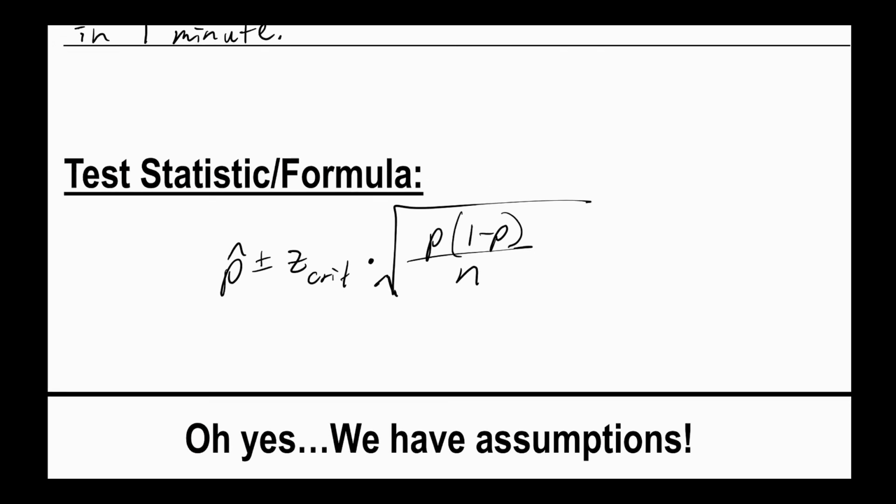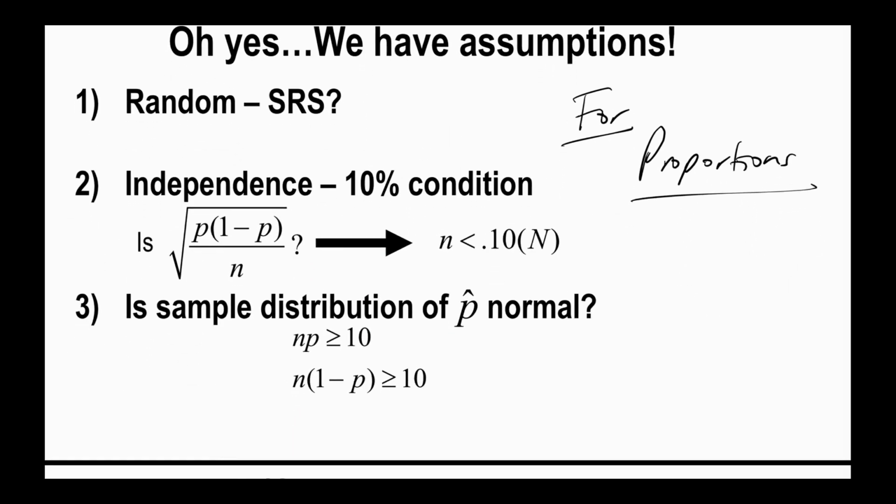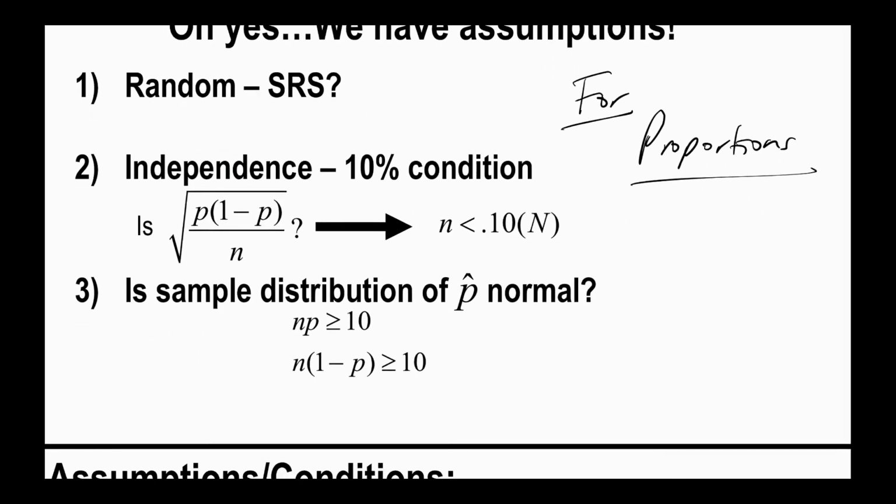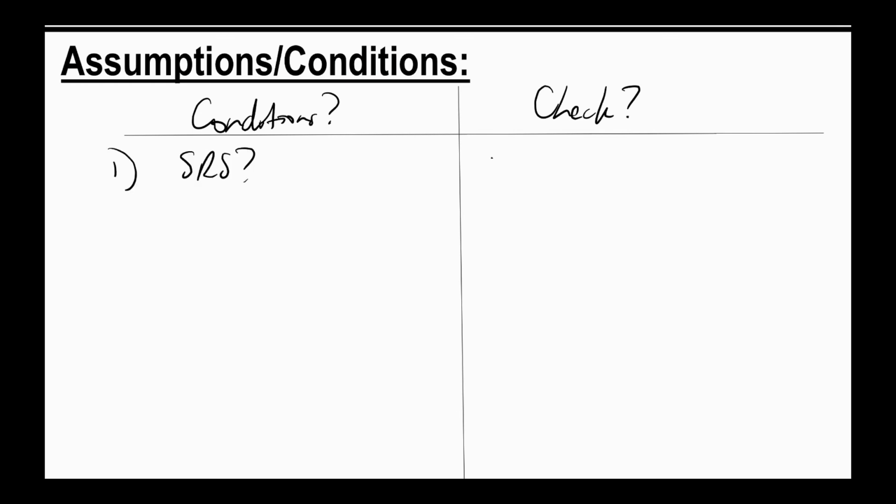Okay, the next thing, assumptions. They're the same as last chapter for proportions. So conditions, and then we have to check them. Number one, SRS. Is it stated? It says stated in the question. Okay, so stated.